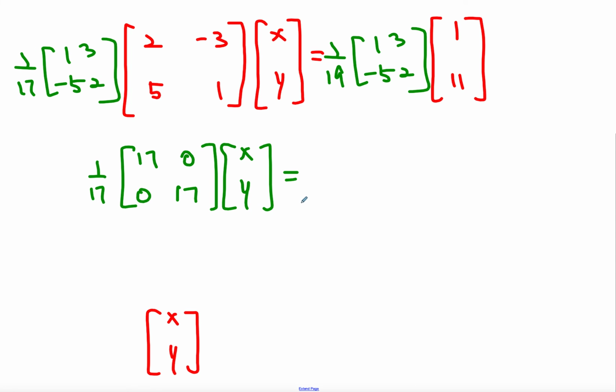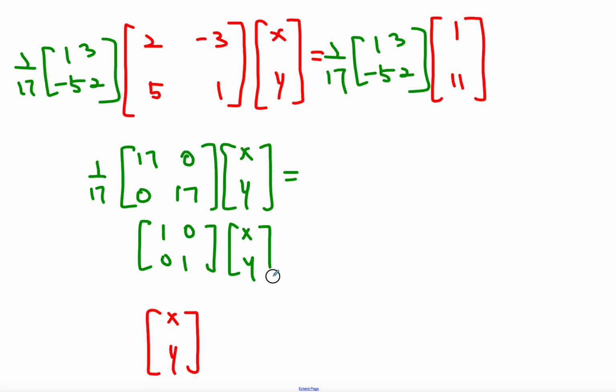Let me continue to work on the left side here. I forgot, this one was supposed to be 17 from my previous silly calculation mistake. So when I multiply these things out, I get 1, 0, 0, 1. When I multiply these two, 1, 0 with x, y, I get x left. 0, 1 multiplied by x, y, I'm left with y alone. So my left side is all good.